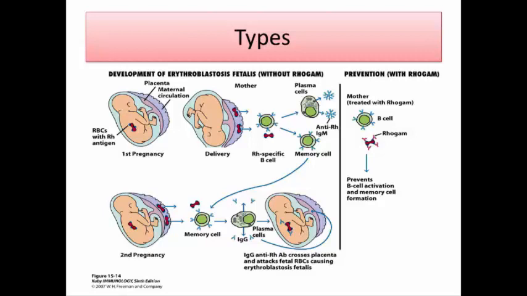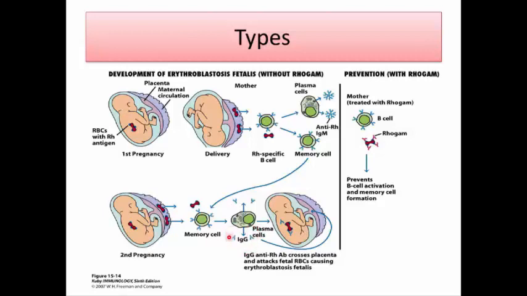The first baby usually passes well. However, during delivery, there will be passage of the Rh factor, which is Rh positive, to the blood of the mother, where B cell activation occurs with production of IgM and memory cells. In the subsequent pregnancy, the second pregnancy, the crossing of these antigens through the placenta to the mother will lead to activation of these memory cells and development of plasma cells, which will generate IgG in a huge amount.